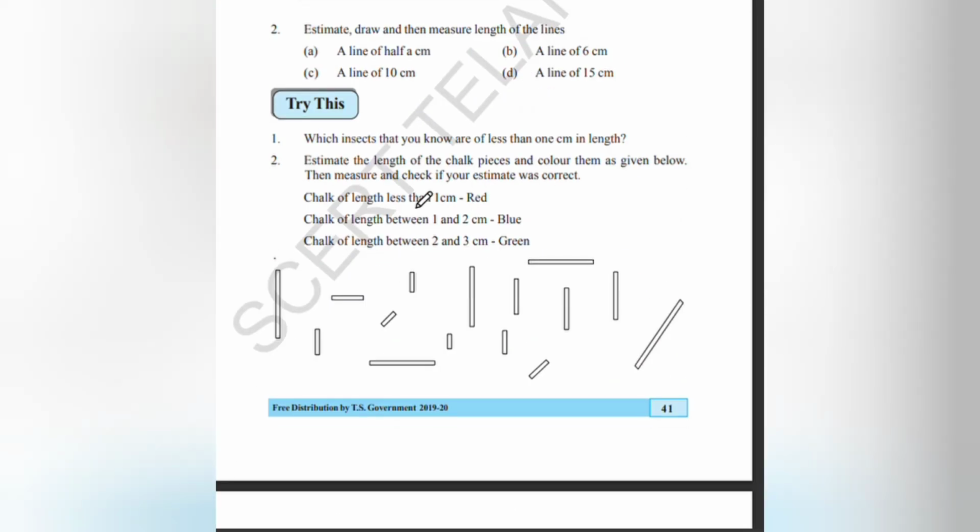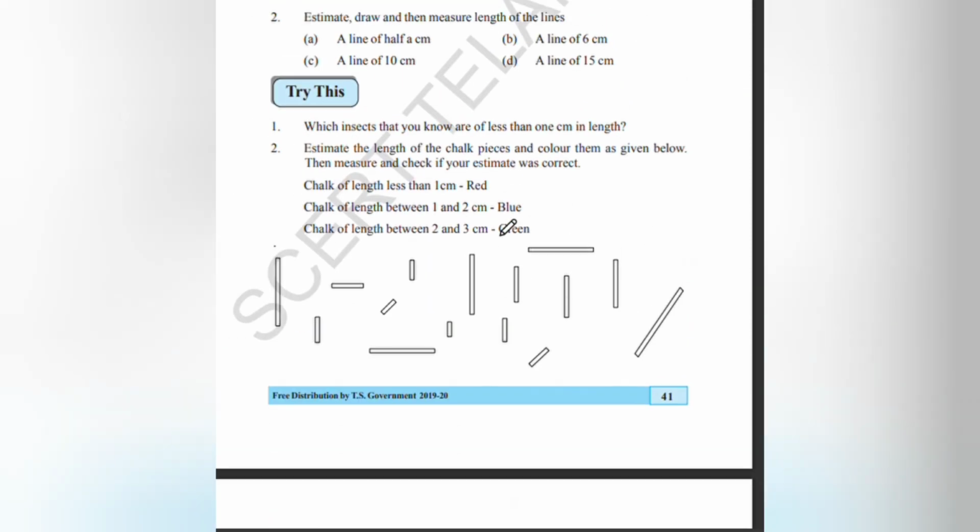Try this. Which insects that you know are of less than 1 centimeter in length? That is flies. It is less than 1 centimeter. Estimate the length of the chalk pieces and color them as given below. Chalk of length less than 1 centimeter, it is red. Chalk of length between 1 and 2, it is blue. Chalk of length 2 and 3, it is green.